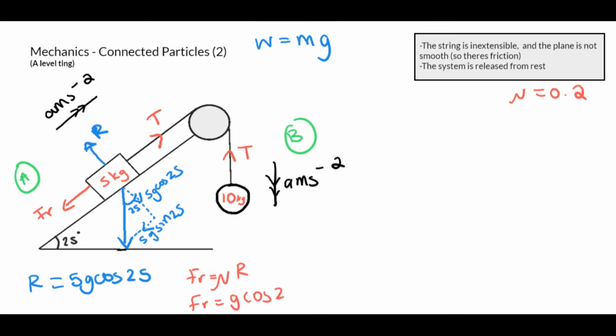Alright, listen, now that we've got this, I can rub a lot of the stuff out. Obviously, you don't have to. I'm only going to do it just for simplification purposes, yeah? So, this reaction force, I don't really need it anymore. I only used it to calculate friction, okay? And then this friction, I can replace it now with what we just found it to be, g cos 25.